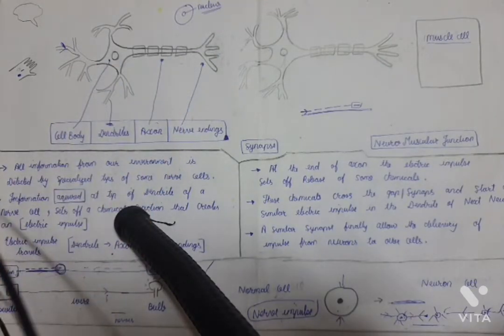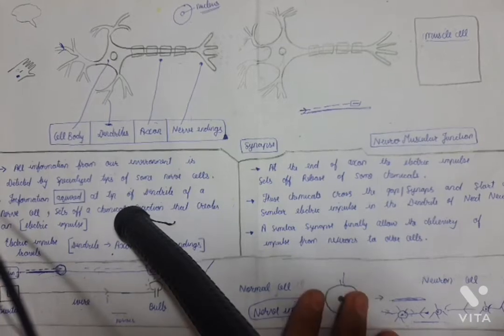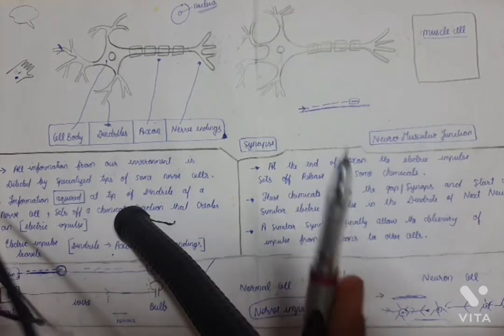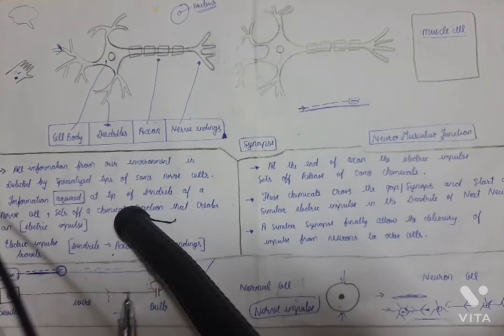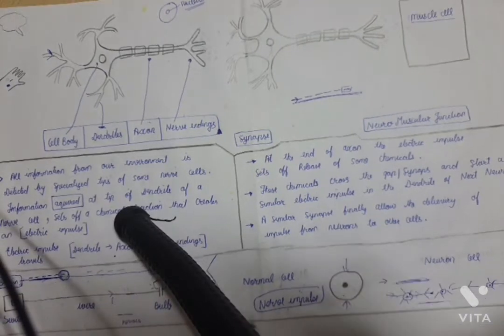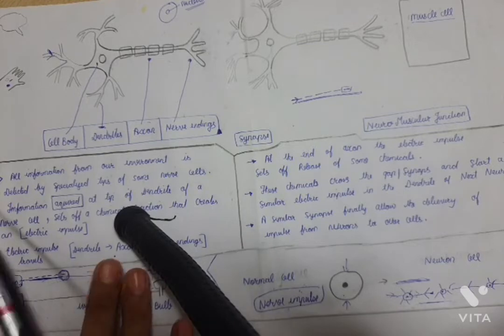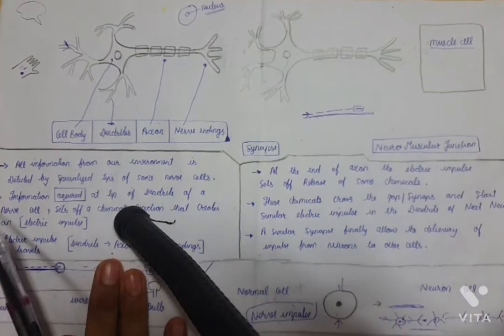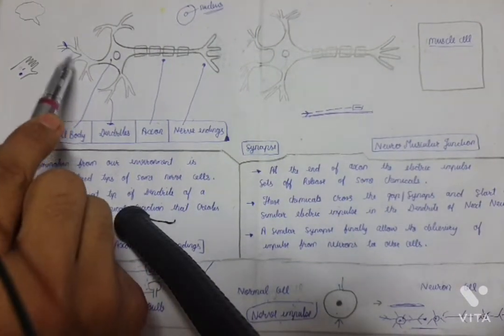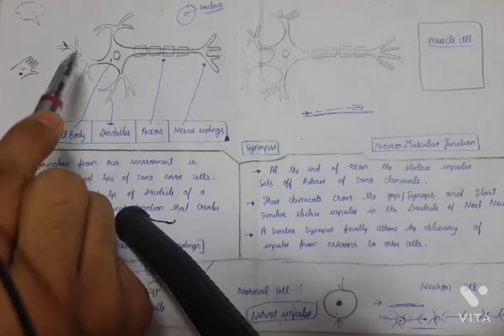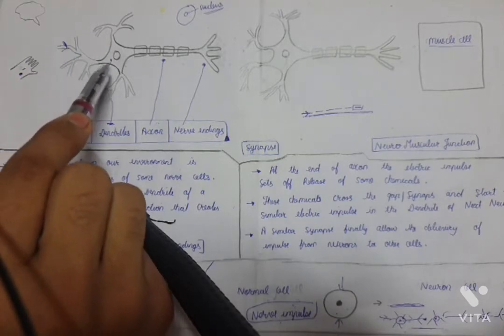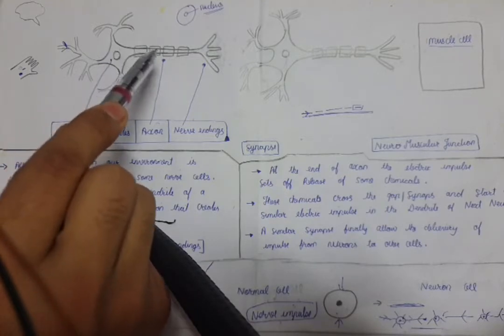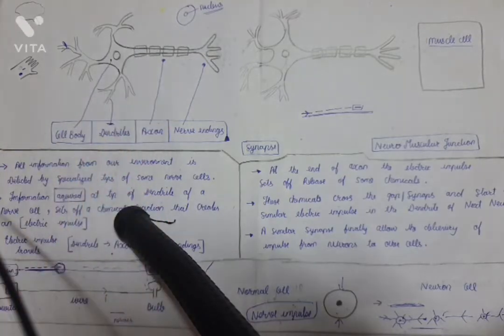Now what actually is this information? As I told you earlier, the information is a nerve impulse, the same as in a wire it is the current, in the nerve it is the nerve impulse. So you can say that the dendrites first acquire the nerve impulse, meaning they first get this information, and then it travels through this axon to the nerve endings.